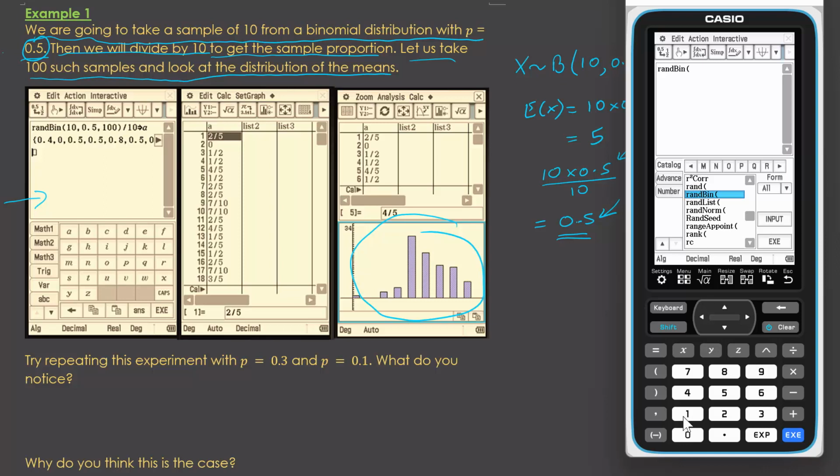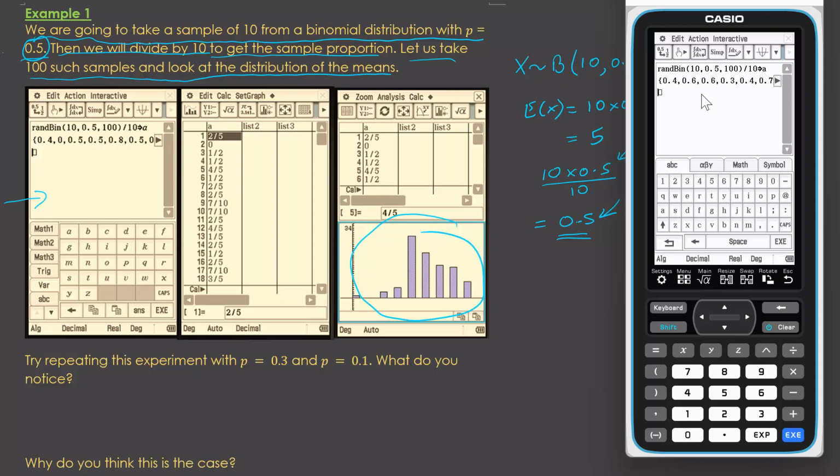So let's copy what's on the screen there. So we've got 10 trials. Probability of success is 0.5. And we're going to take 100 such samples. And then we'll just divide by 10, as we discussed earlier. And let's store that in A. And here we go. Here is our sample.